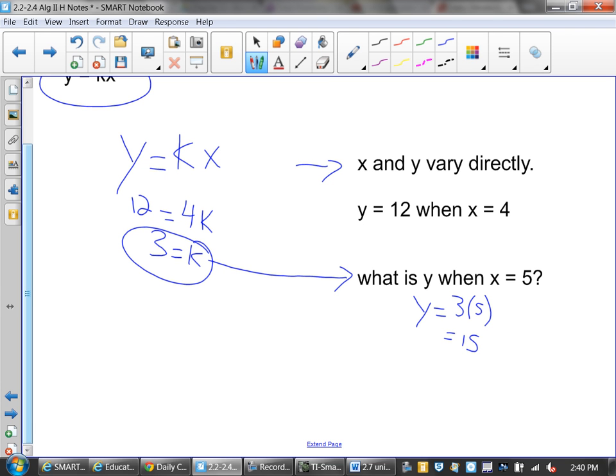So direct variation is just a little weird, using one piece to solve the next. You're not going to see a ton of it. I just wanted to give you the idea of what it looks like. I've got a couple of problems like that tonight, but it's not too much.